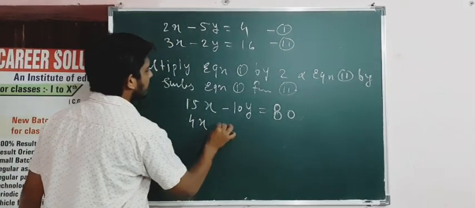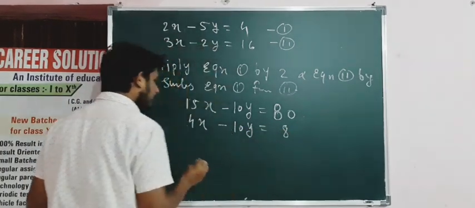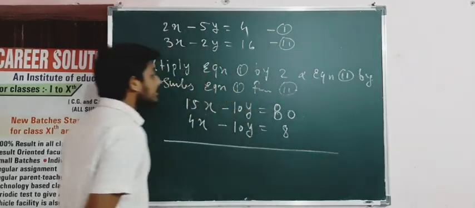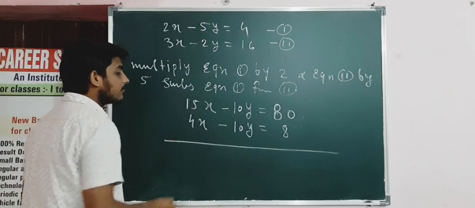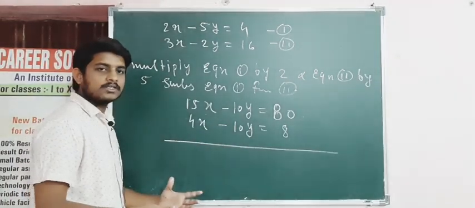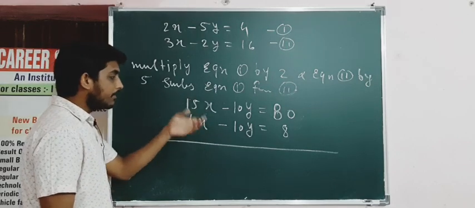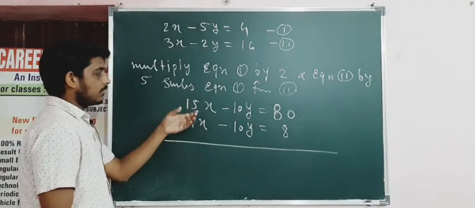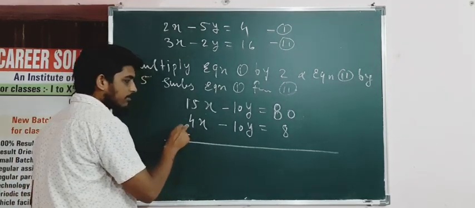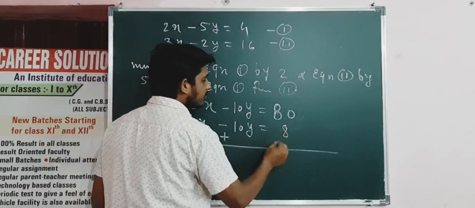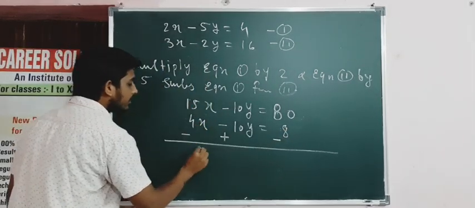22 times 4, 4x minus 25 times 10, 10y is equal to 248. Clear to everyone? Now we have to subtract equation 1 from equation 2. So for subtraction of algebraic expressions, what are we doing? We are changing the sign of the terms written below the first equation. So 4x becomes minus because it is plus, minus becomes plus, and this plus becomes minus.